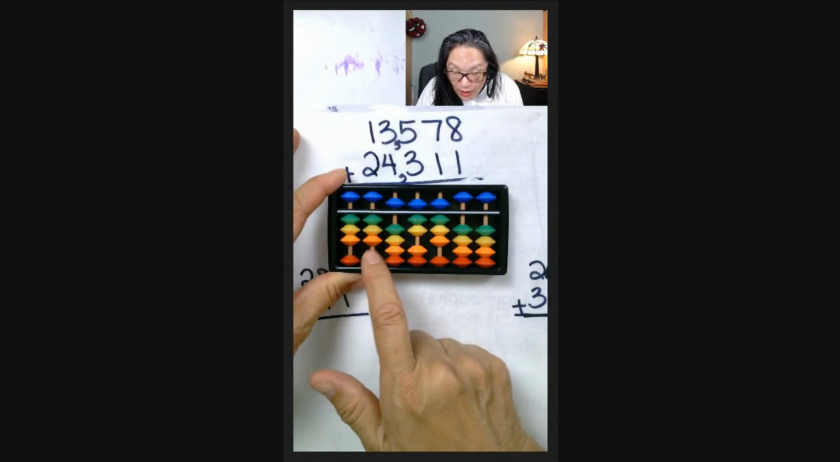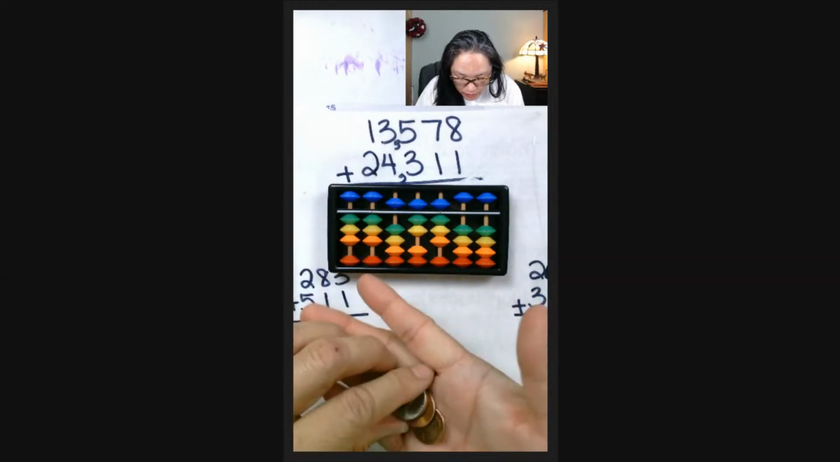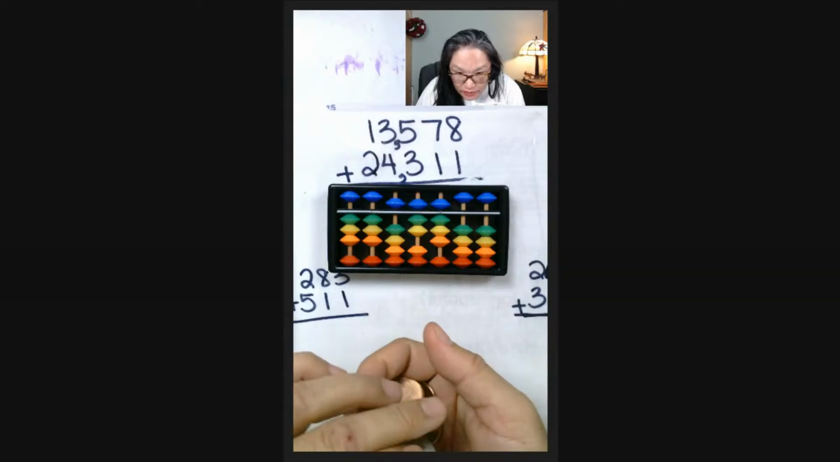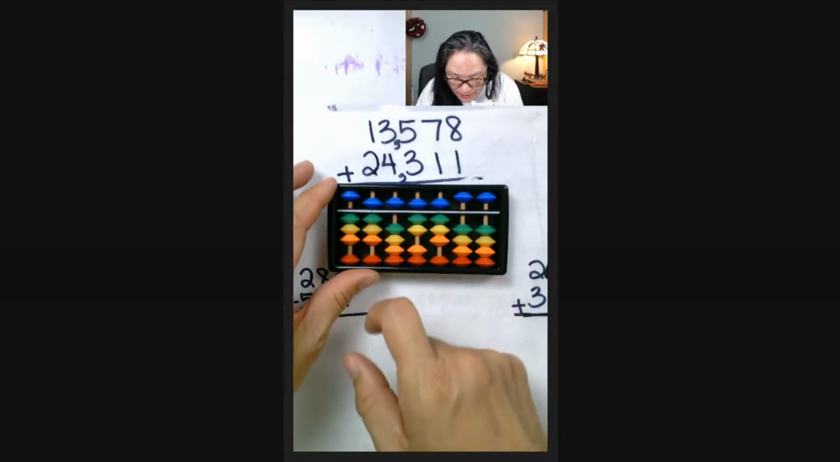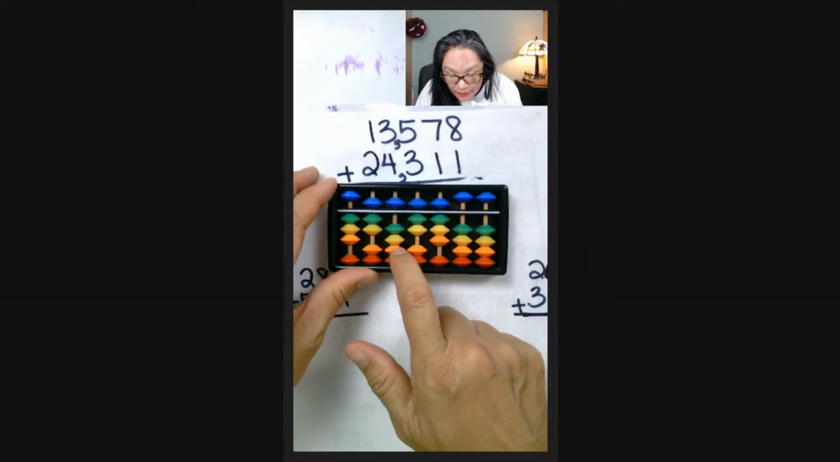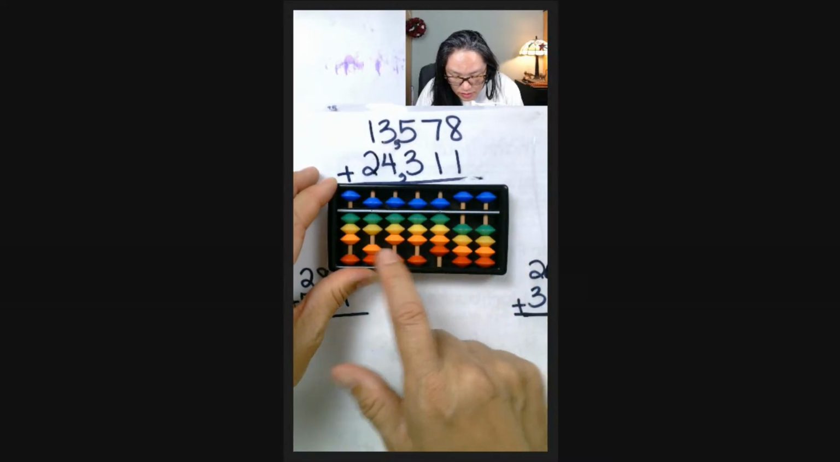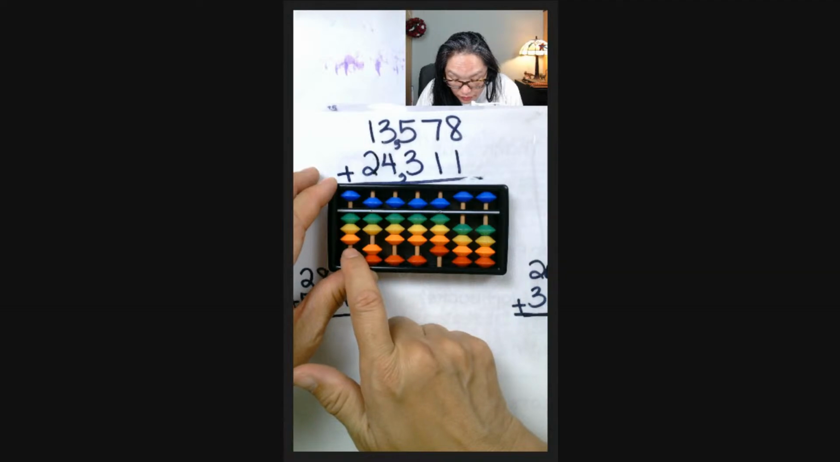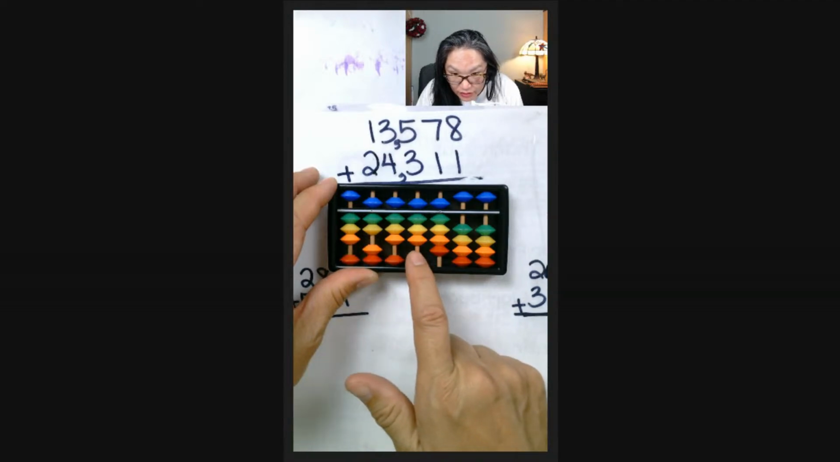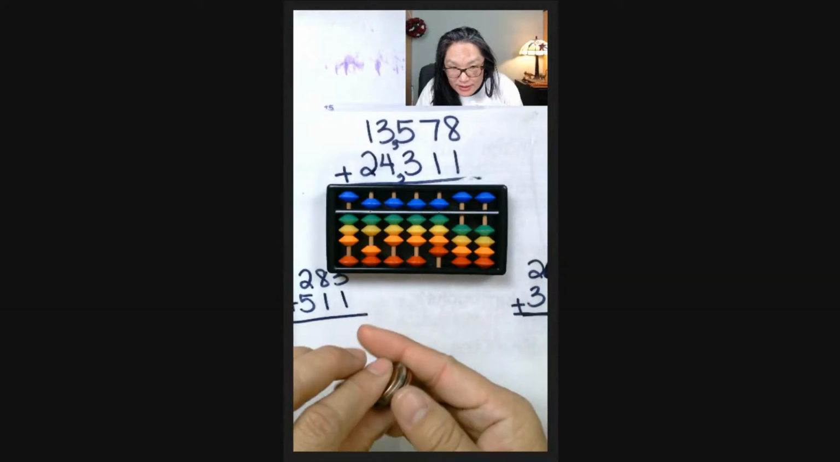Can I add the 4? How do I add the 4 here? Is there enough? There's not enough to add the 4. What do I do? To add the 4, what do I do? I need to, thank you, Char, plus the 5 minus the 1. And then I want to add the 3. Is there enough? Yes. Add the 3, add the 1, add the 1. So my final answer is 37,889. Thank you, Kimber. Does that make sense now?